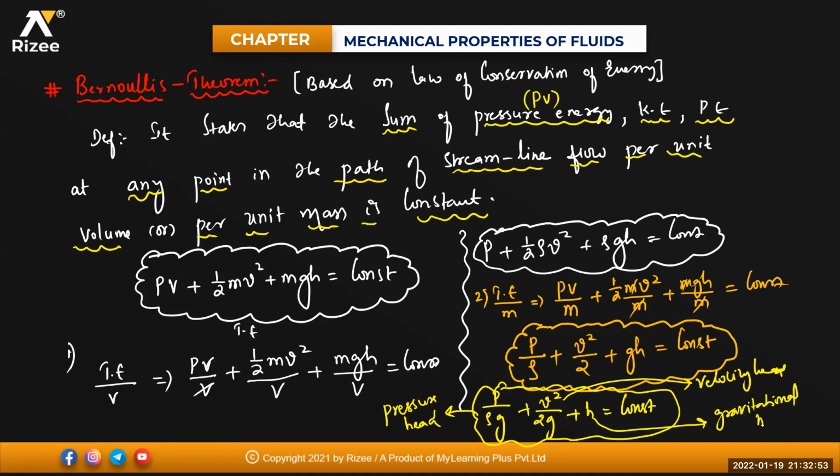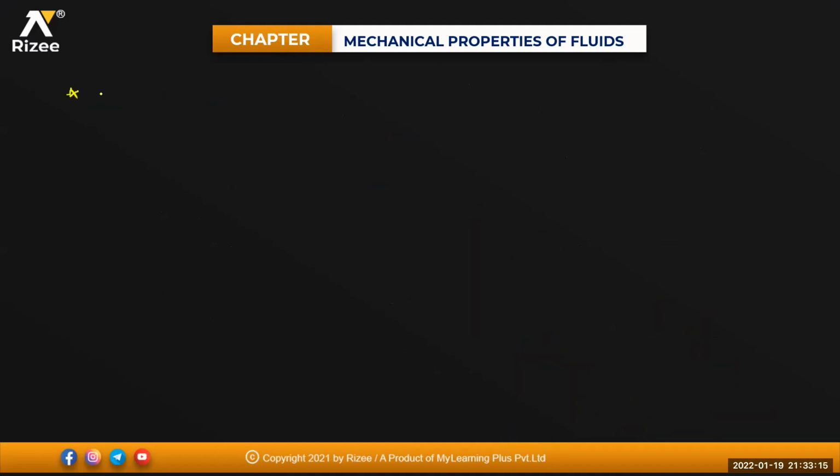And this h is known as gravitational head. Clear, beta? P by rho g is known as pressure head, V square by 2g is known as velocity head, and h is known as gravitational head. And the dimensions of all of these will be equal to what, beta? Height. The dimensions of all these three are equal to height. Okay. All heads have dimensions of height. Very important. Clear, beta?